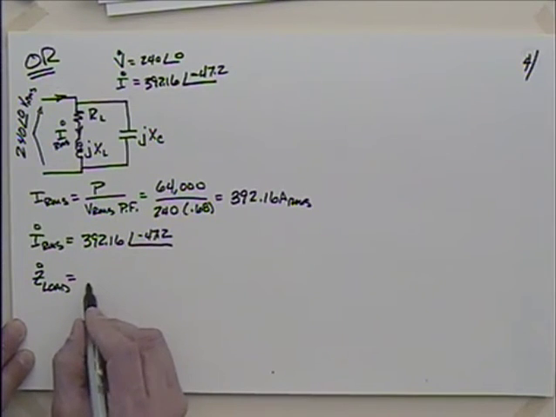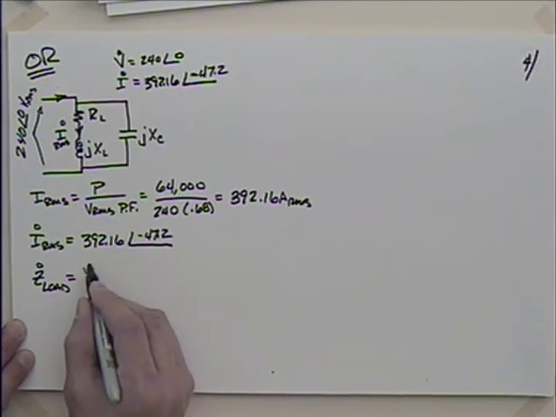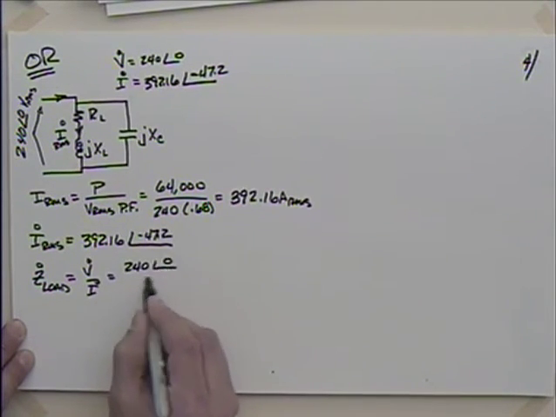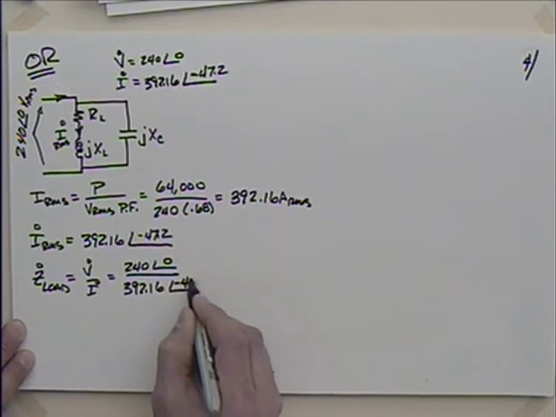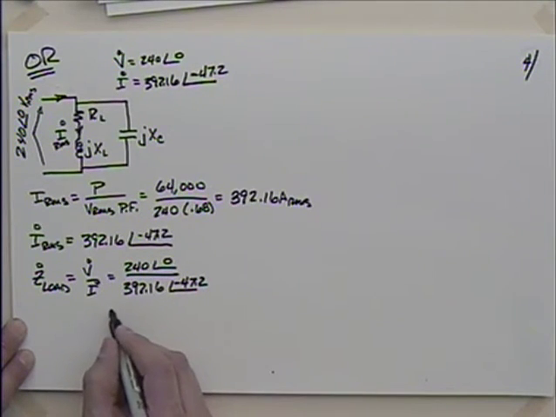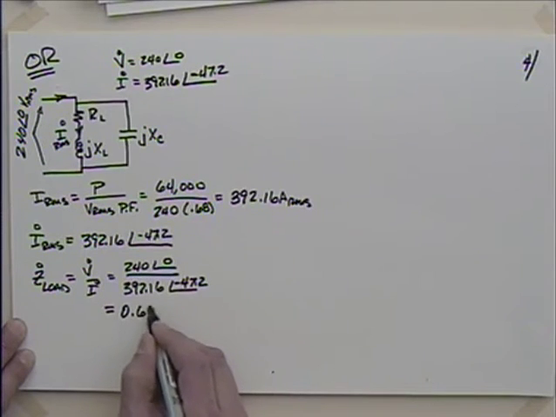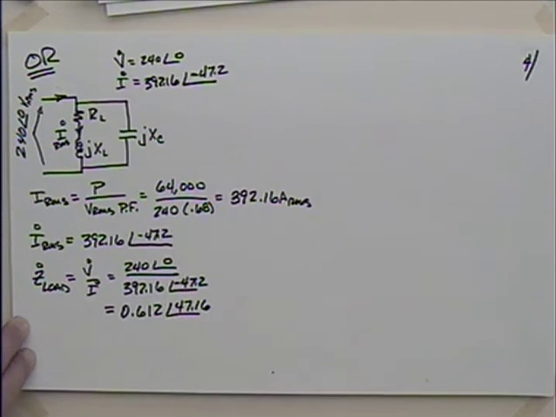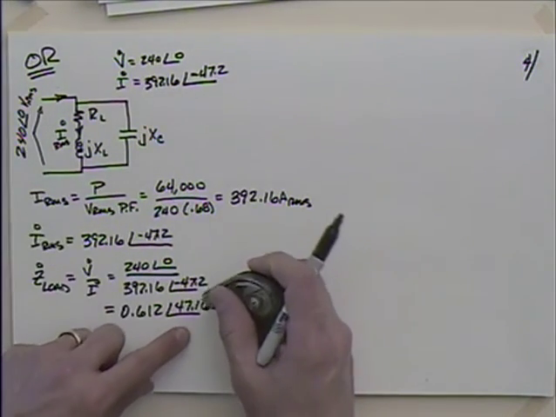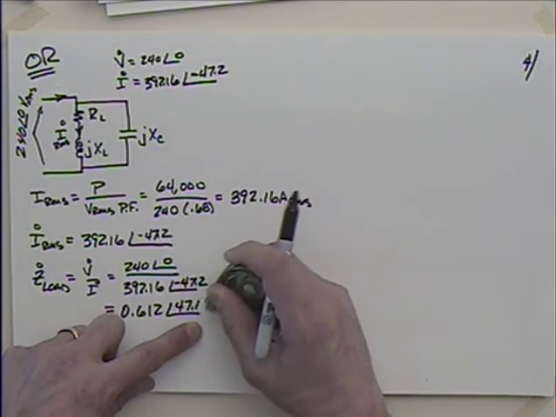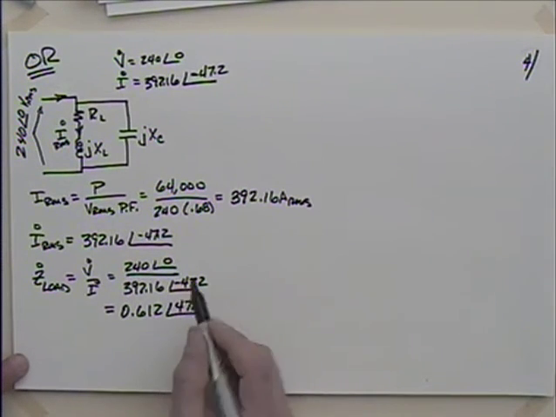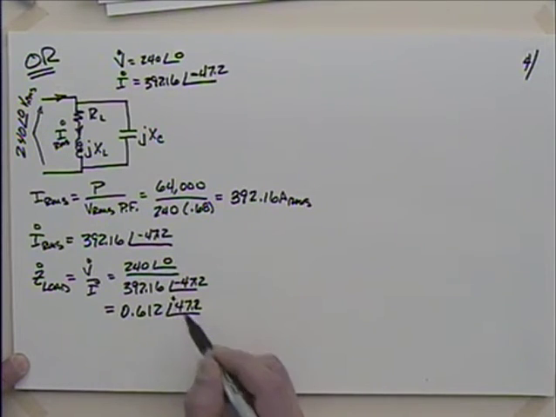is equal to the voltage divided by the current, which is going to be 240 at zero divided by 392.16 at minus 47.2. And this turns out to be equal to 0.612 at 47.16. I guess I switched; I better be consistent there. Okay, 47.2. You'll notice because of the math here, this became a positive number, which for an inductive load it should.